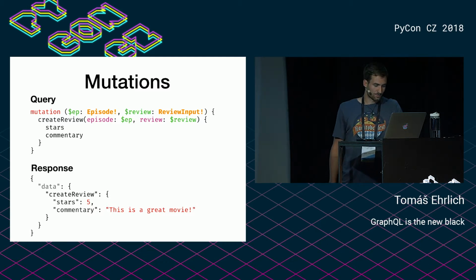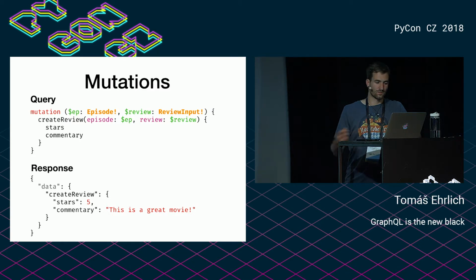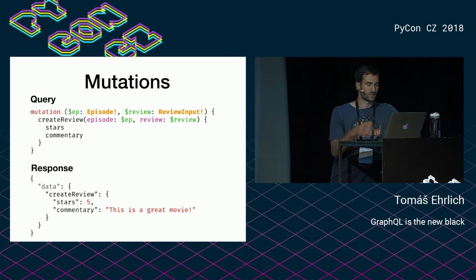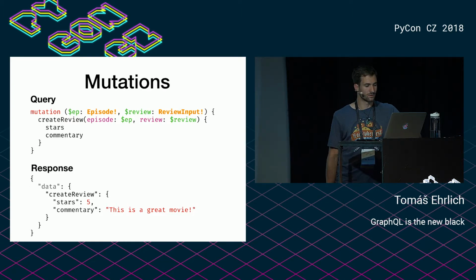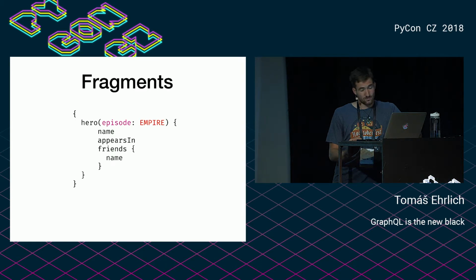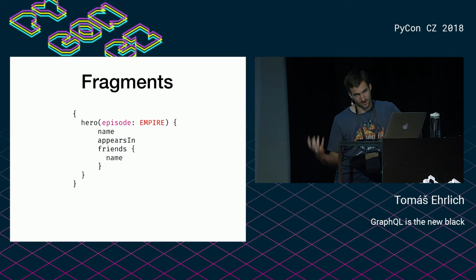In this case, the data which you are sending to the server are defined as arguments. Here, the create review, we are sending an episode and review. And we define what data we would like to fetch back using the same query as we would read it. So the syntax is the same as when you query or mutate the state. And it's really nice to have the ability to specify the fields which we would like to query from the server.